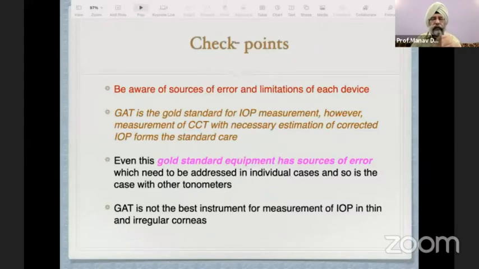So finally, the checkpoints. We should be aware of the sources of error and limitations of each device, whichever we are using for applanation tonometry. Goldmann applanation tonometry is the gold standard for intraocular pressure measurement. However, measurement of central corneal thickness with necessary estimation of corrected intraocular pressure forms the standard of care. Even this gold standard equipment has sources of error which need to be addressed in individual cases, and so is the case with other tonometers. GAT is also not the best instrument for measurement of intraocular pressure in thin and irregular corneas, where we prefer to use different instruments.